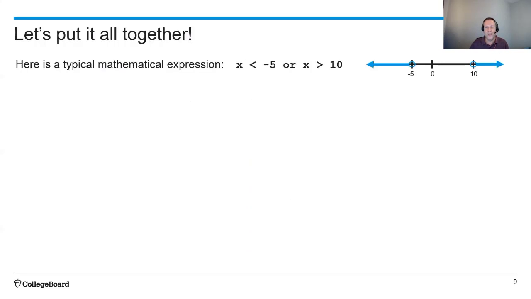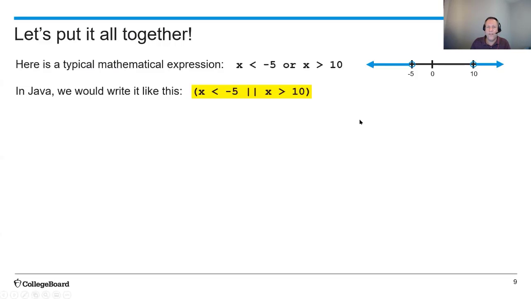So let's put it all together. Here's a common mathematical expression. You may have solved in math an inequality and come up with a solution, something like this, where x is less than -5 or x is greater than 10. And here it is graphed on a number line, right? So less than -5, it goes to the left, and greater than 10, it goes to the right. Open circles because it's not less than or equal to or greater than or equal to.